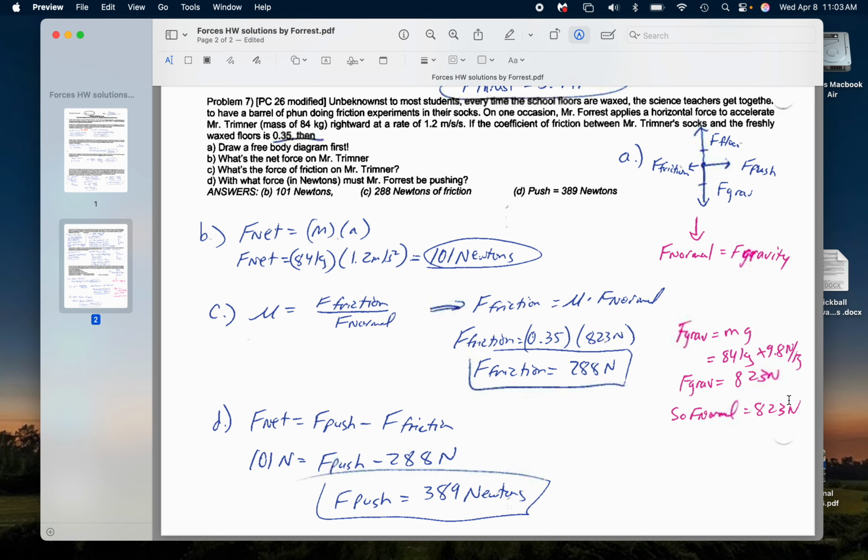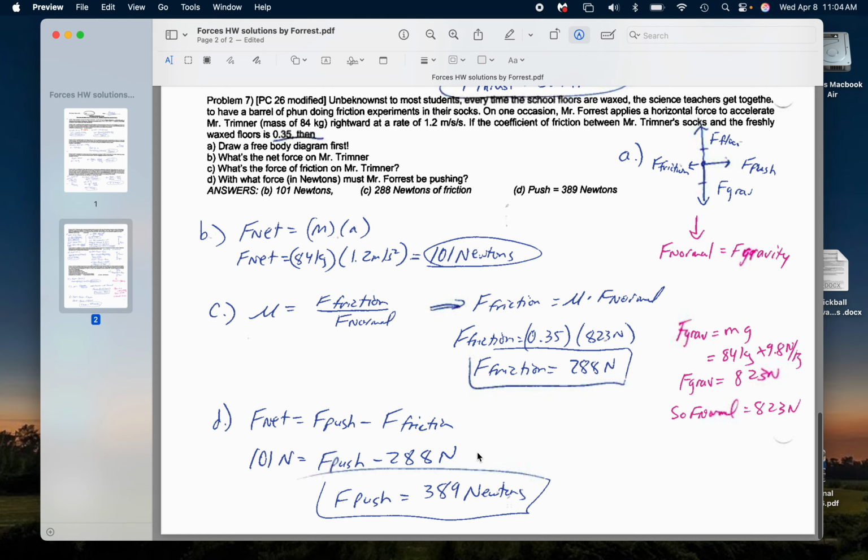So at any rate, so I get that, and the normal force and the gravitational force have to be equal on a flat surface like that. And so they're both 823 newtons. So I take 0.35, the coefficient, multiplied by 823 newtons, and that's 288 newtons of friction force. So now, figuring out the force of the push is simply this equation. Net is equal to the push minus the friction. I know the net force is 101. I know the friction force is 288. So therefore the push has to be 389 newtons.